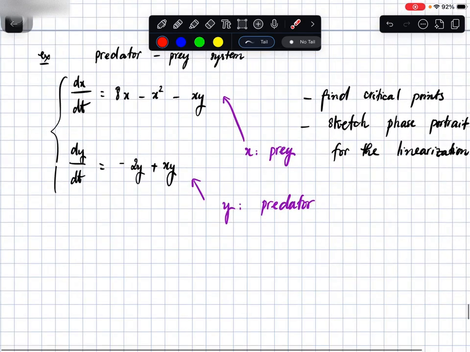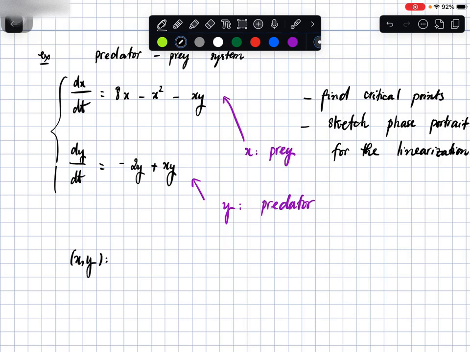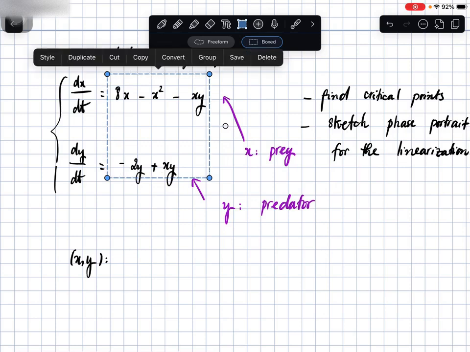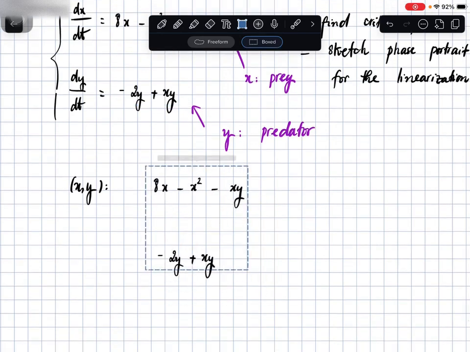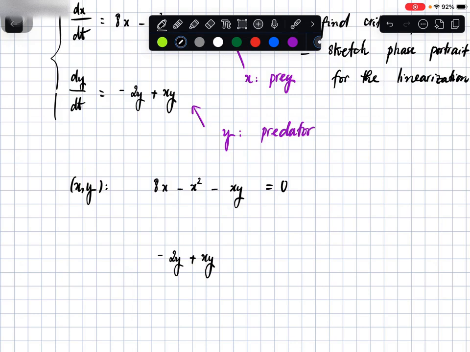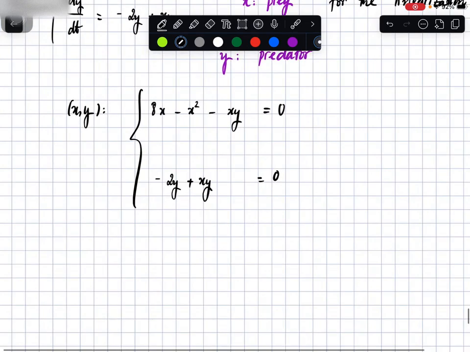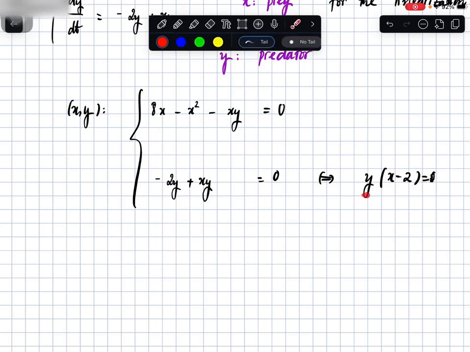Now we need to find the critical points. The critical points are the points (x, y) where the derivatives are 0. So we need to solve the system of equations, this one equal to 0 and this one equal to 0. The second equation will be easier to start with. Here you see y in common, so y times (x minus 2) equals 0. Therefore, you have two cases. Case 1, y equals 0, and case 2, x equals 2.